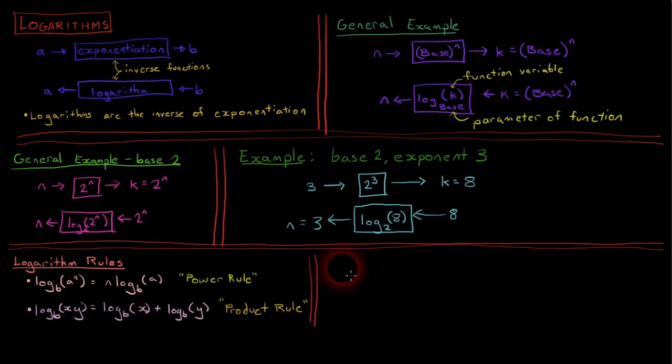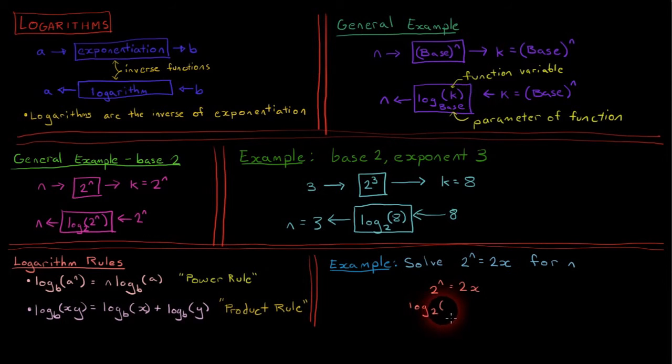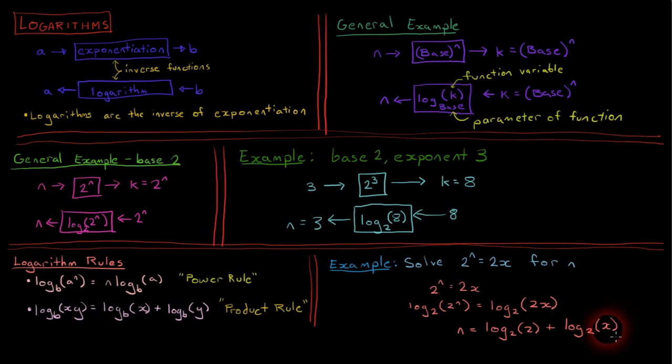We will be making use of logarithms by exploiting their definition as an inverse function in equations. For instance, let's say 2 to the n is equal to 2 times x. To solve for n, take the log base 2 of each side. Log base 2 of 2 to the n is equal to log base 2 of 2x, which simplifies to n equals log base 2 of 2 plus log base 2 of x, which again simplifies to n equals 1 plus log base 2 of x.